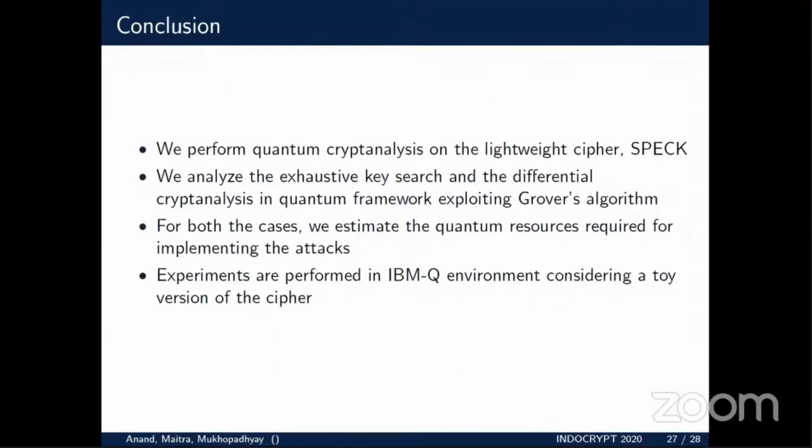So in conclusion, in this work, we perform quantum cryptanalysis on SPECK, and we analyze what resources are required to compute that, and then we implement the differential cryptanalysis on a quantum framework. Thank you.